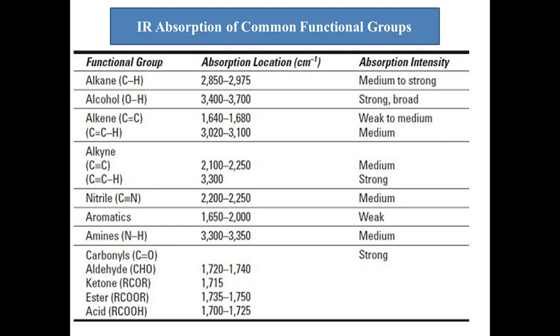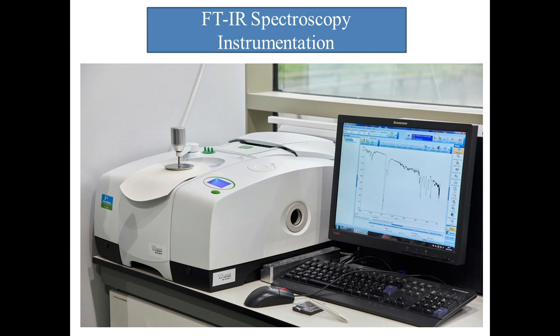Another is the strong carbonyl: aldehyde, ketone, ester or acids. These groups appear in the 1720 to 1725 region, so strong absorbance will appear. So these are the IR absorptions of the common functional groups. This is the FTIR spectroscopy instrument. We take the standard KBr, the reference compound, potassium bromide, and we take our compound with it, like this.